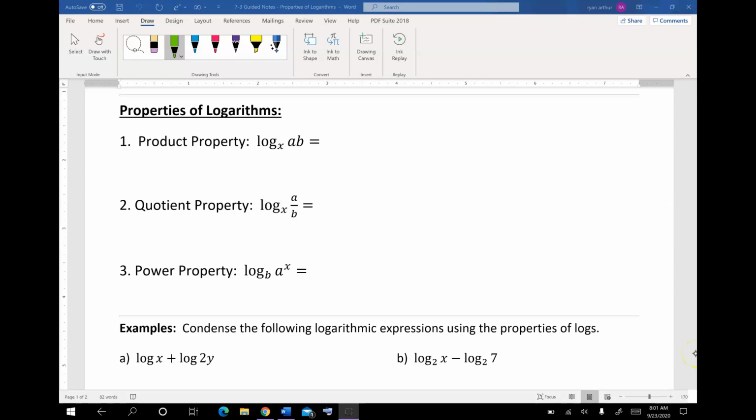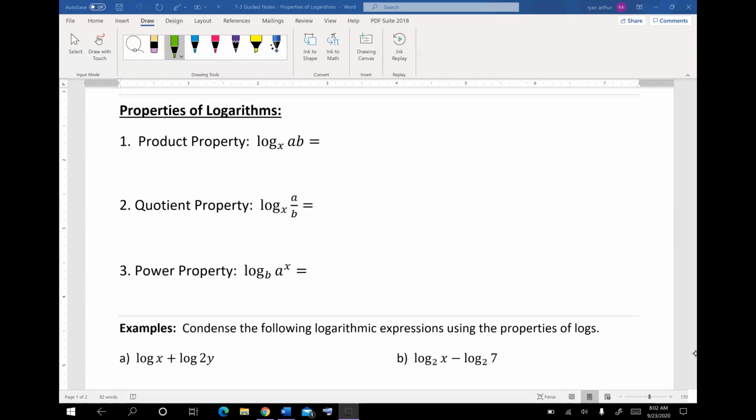Alright guys, so today we're going to talk about a few more properties with logs. In this video, we're going to condense using these three properties. And then in another video, we're going to expand logs. So there's no solving. All we're doing is just rewriting them. We're either going to make them bigger, or we're going to make them smaller. So there's really no math involved.